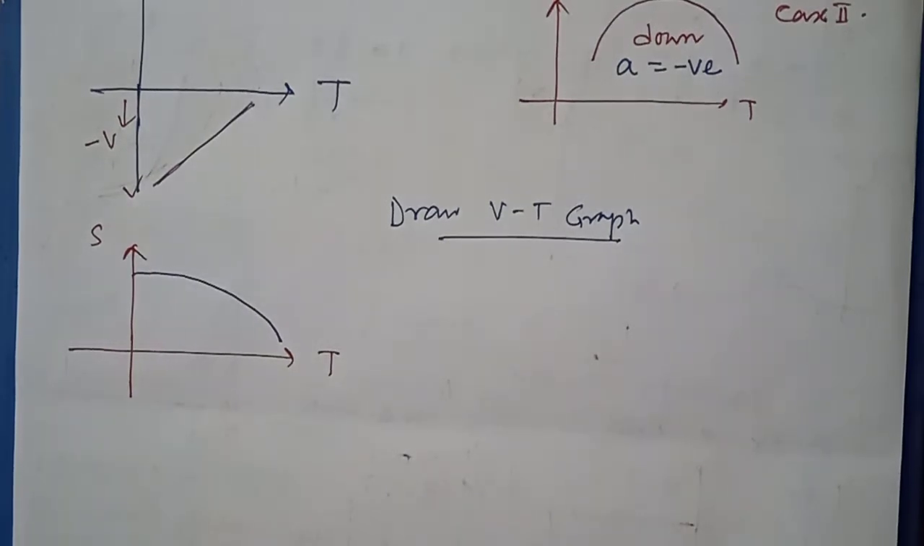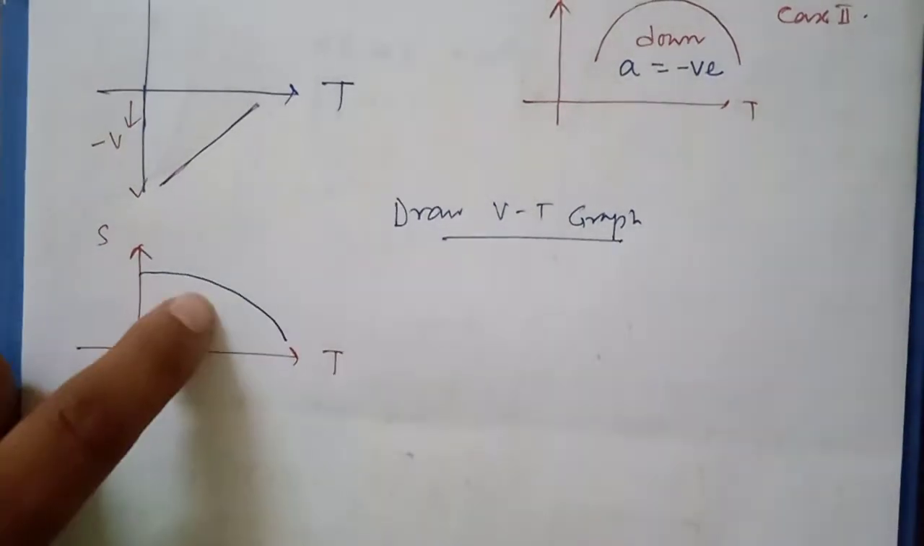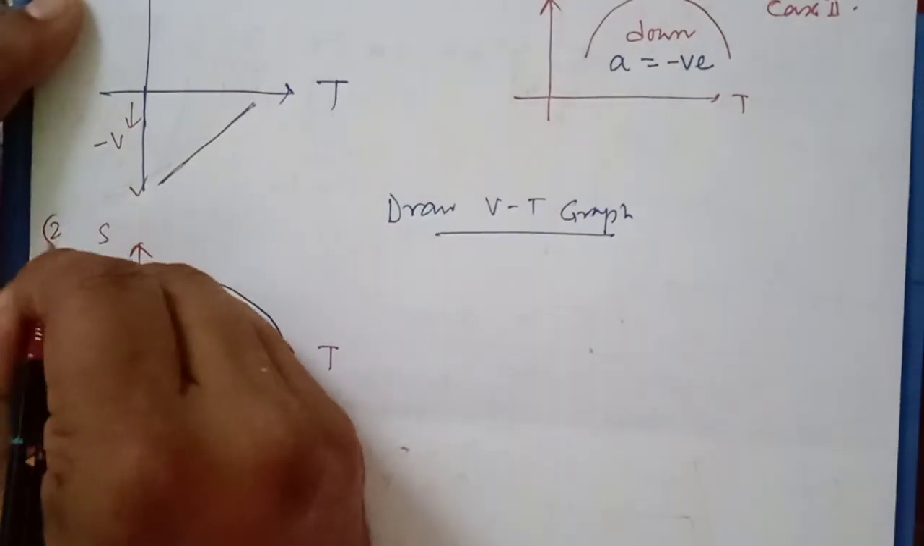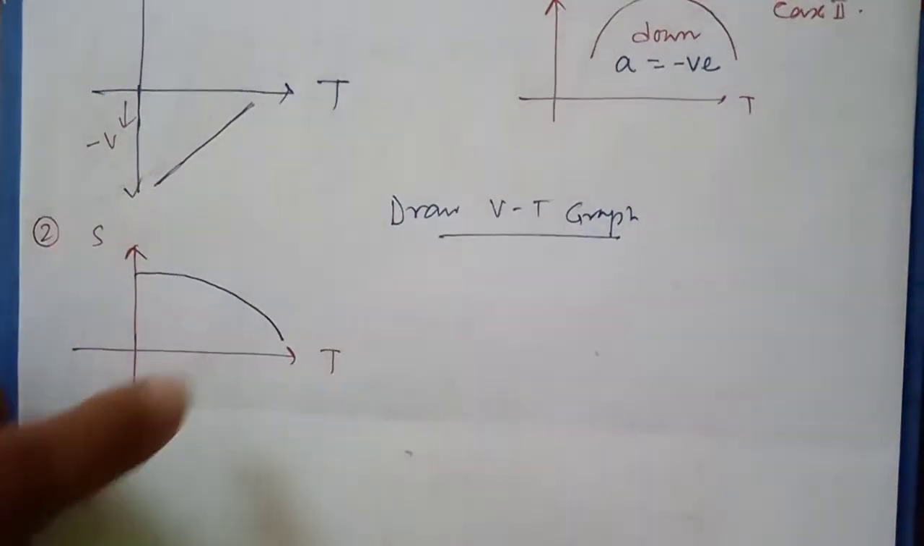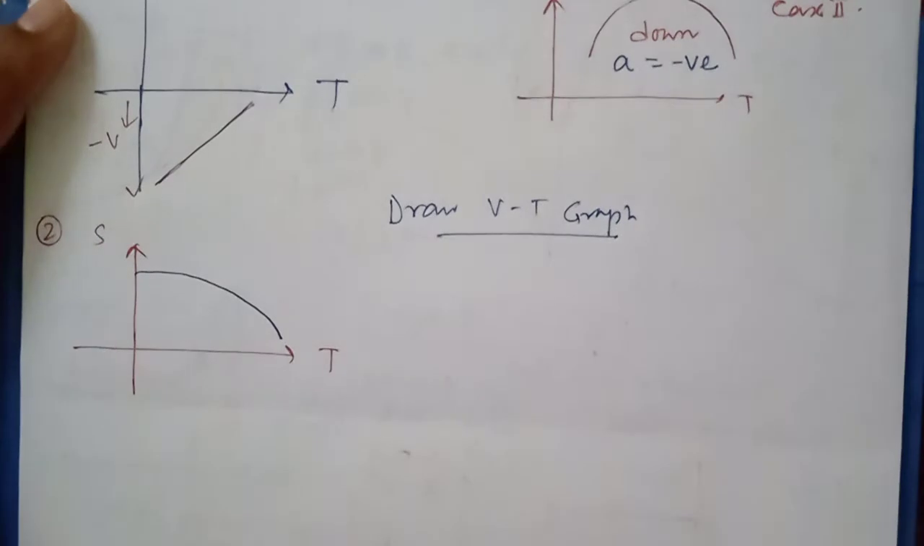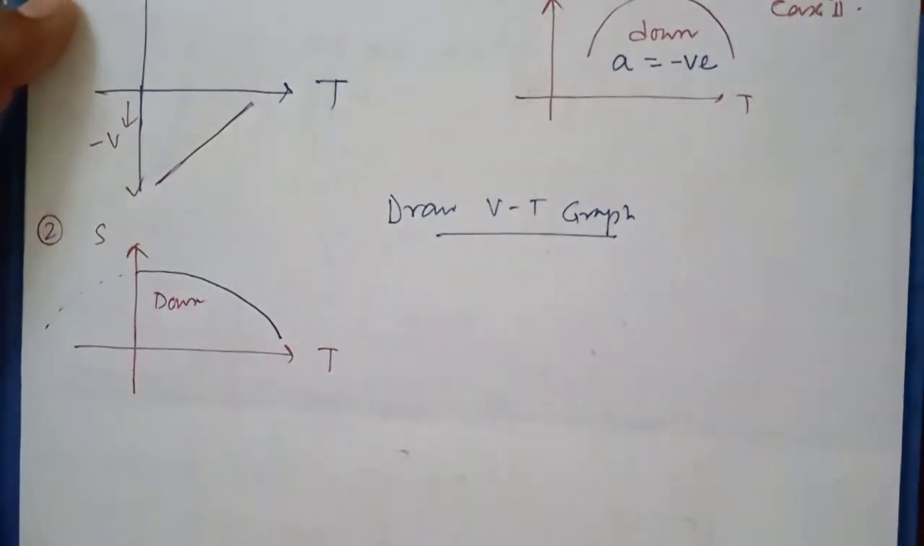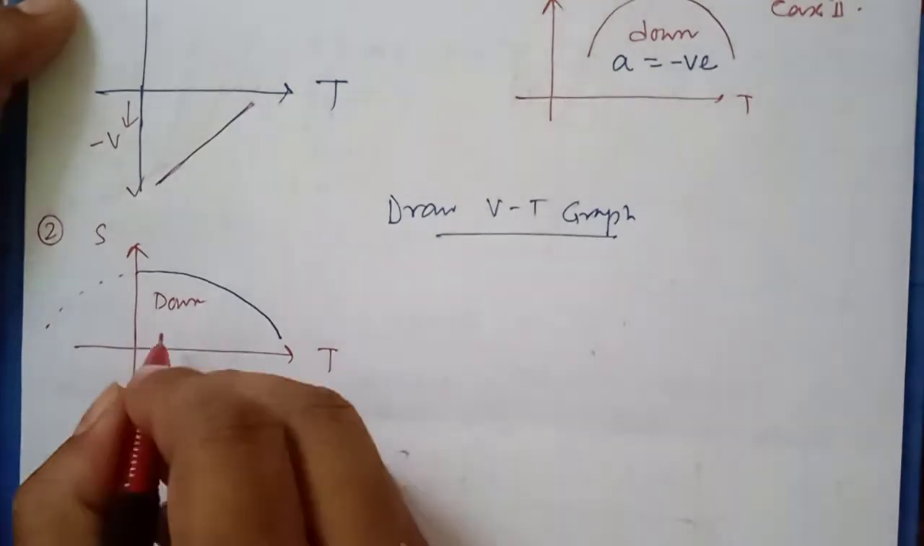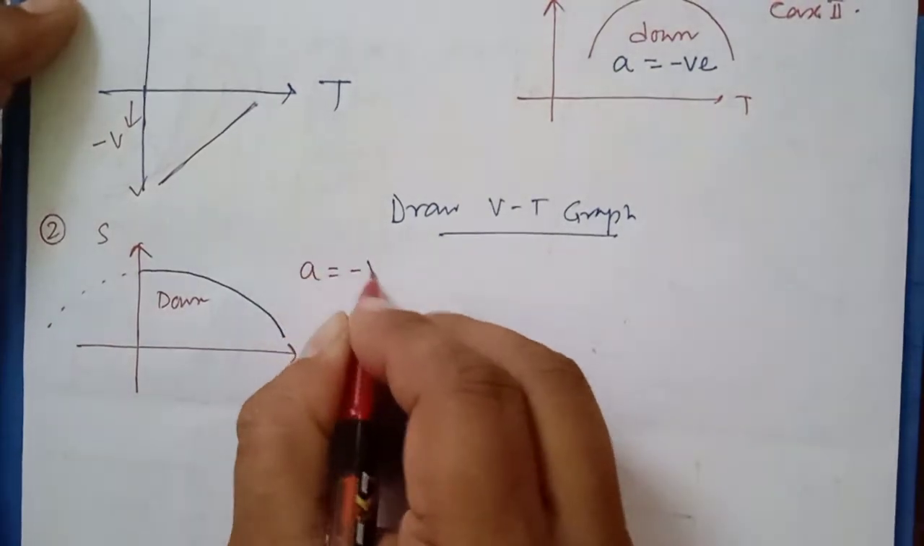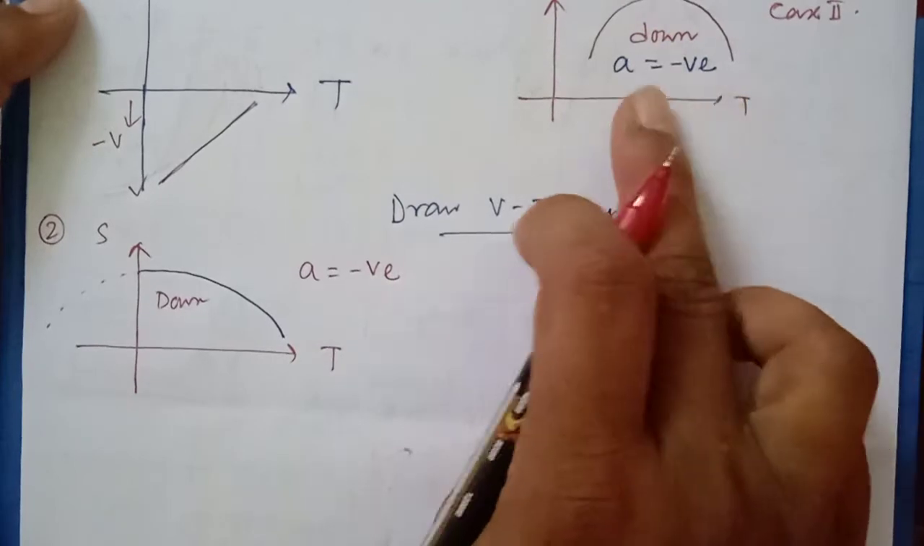Your first job, this is the number 2 problem. Is this concave up or concave down? Sir, this is concave down. Okay, this is concave down, no doubt. Concave down means, no doubt, acceleration is negative.